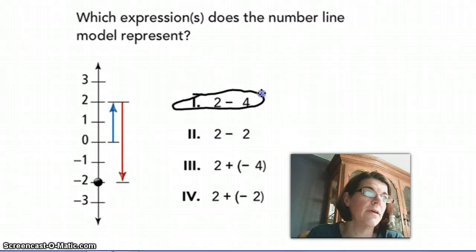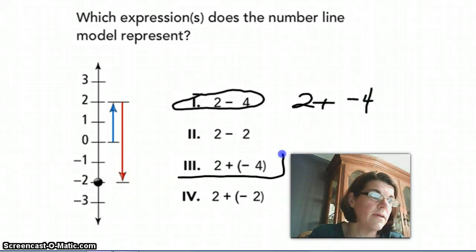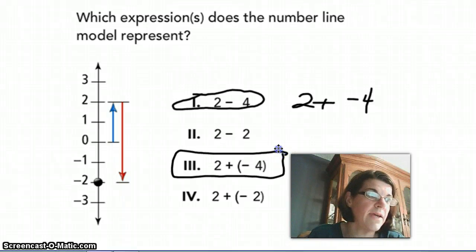Now, if I change this subtraction problem to addition, I'm going to keep the 2. We are turning around. If I'm taking away 4, I'm turning around, so I'm going to change it to adding. And then moving backward is the same as turning around and moving forward, so it would change the 4 to negative 4. So that means that choice 3 is also represented by this diagram. Both of those expressions are equivalent.